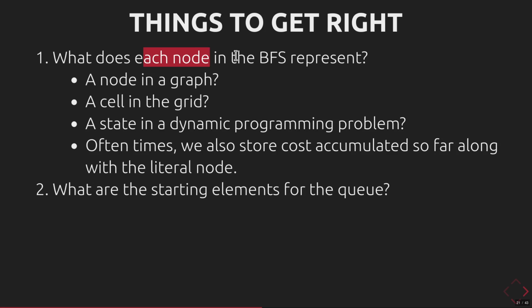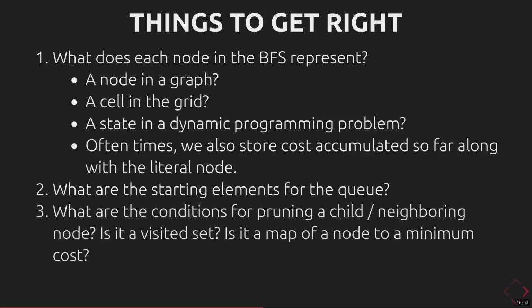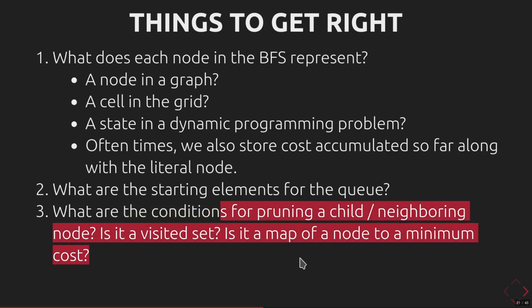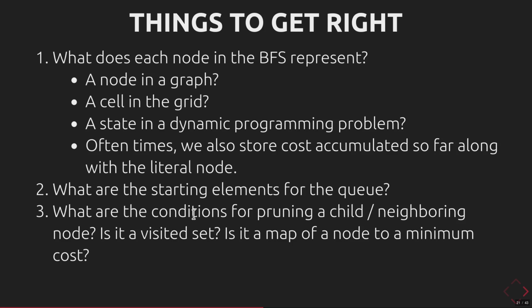So you want to decide what each node in a BFS represents. You also want to know what the starting elements for the queue are. Sometimes in a graph, you might decide that you can start at multiple nodes. We're actually going to see an example of this in the very next problem after the break. And you also need to care about the conditions for pruning a child or neighboring node. It might be a visited set, it might be a cost table. Actually, I take that back. We actually do have an example of storing the cost accumulated so far in 787, and we're definitely going to go over that.